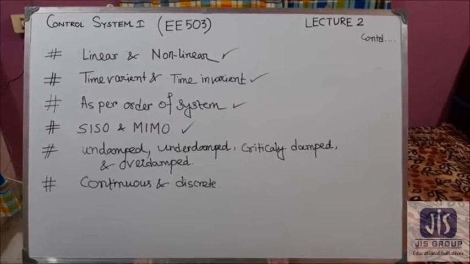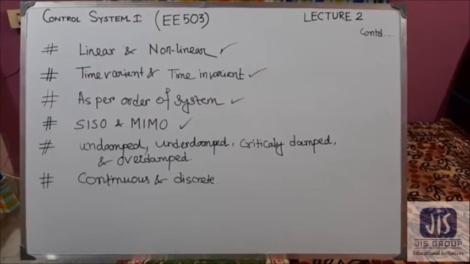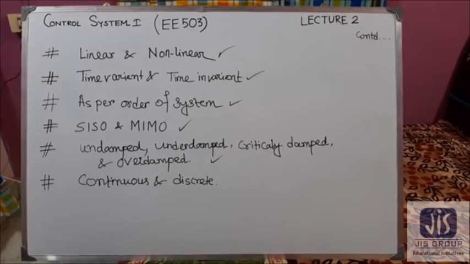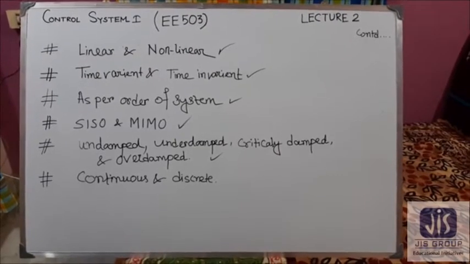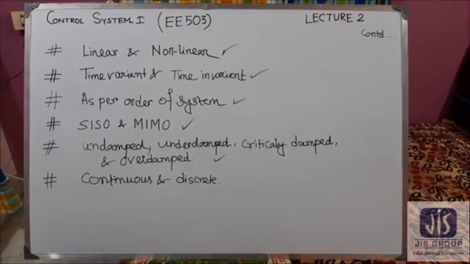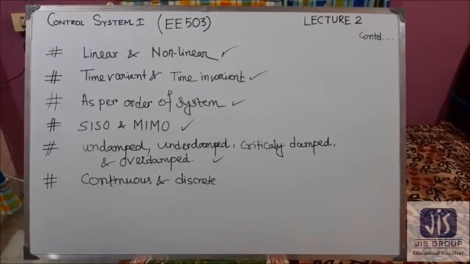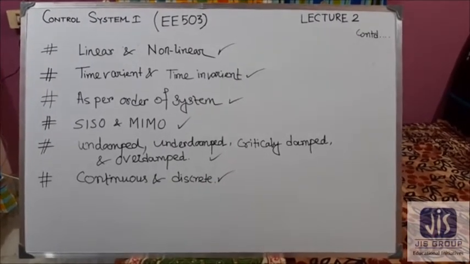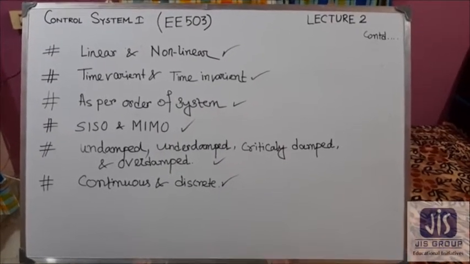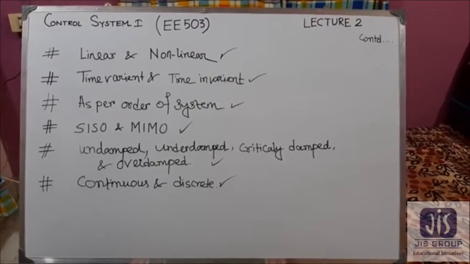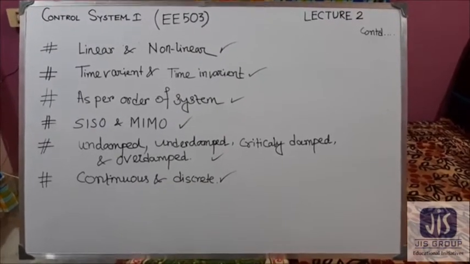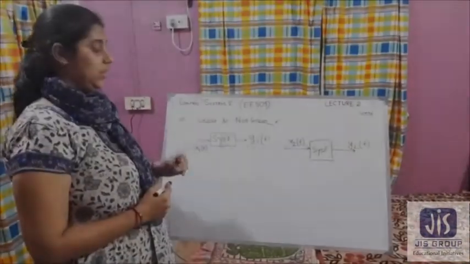Next is the undamped, underdamped, critically damped and overdamped system. That means here we are classifying the system as per the damping of the system. And the last is the continuous and discrete type of system. That means according to the signals used in the system, we can classify the system as continuous and discrete systems.